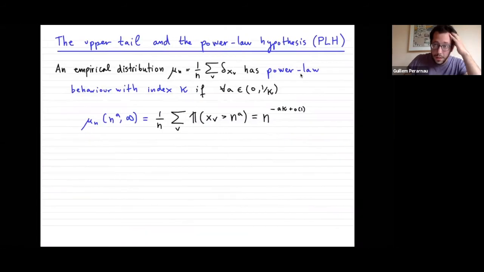So let me move to the upper tail. As I said, I'm going to talk about the mixing time, but also about the upper tail, and I'll try to go a bit quicker on this part.